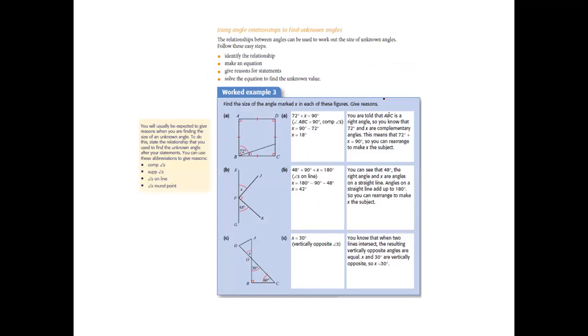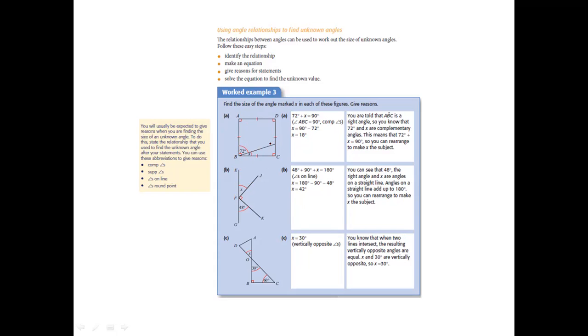Okay, today also we will continue from this unit using angle relationships to find unknown angles. The relationships between angles can be used to work out the size of unknown angles. Follow these easy steps. There we have 4 steps. We should follow that. Identify the relationship and make an equation. Give reasons for statements. Solve the equation to find the unknown value. So there we have 3 examples. Let's start with solved examples because their solutions are already shown on the right side of the paper.